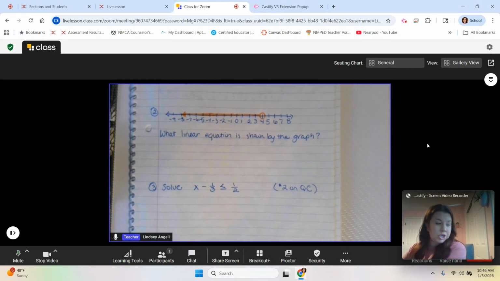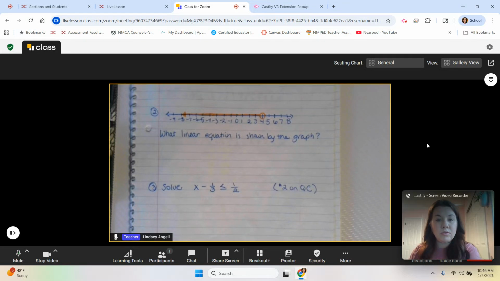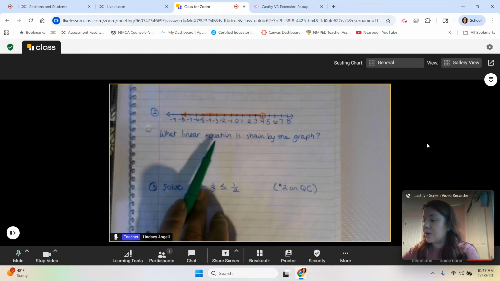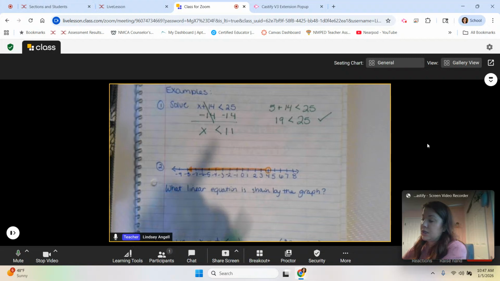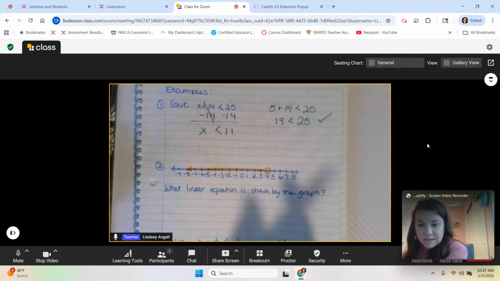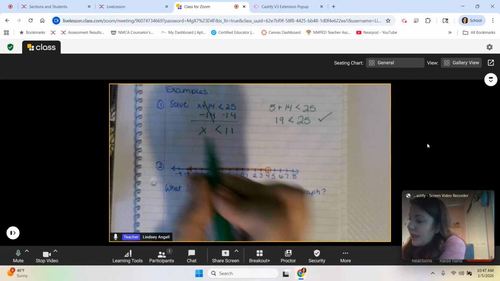All right, number 2, this time we're given a graph, and you and I have not talked about graphing yet. We could talk about it, actually, with that first one. Maybe that would be good for us to do. But it says, what linear equation is shown by the graph? So let me start by doing this, actually. I'm going to graph this one just to kind of give us an example, okay?